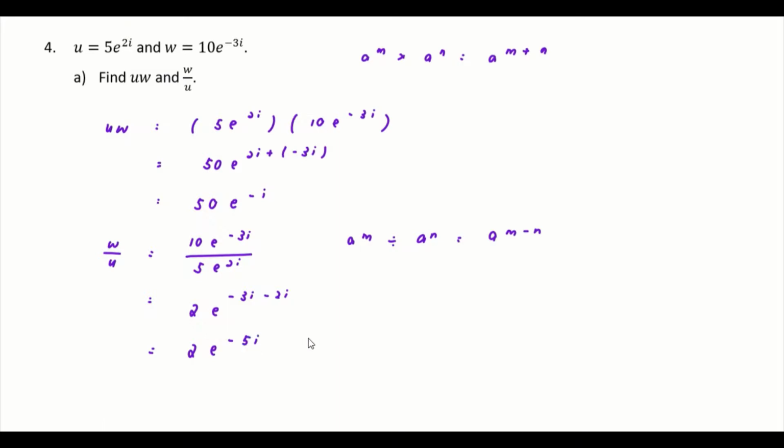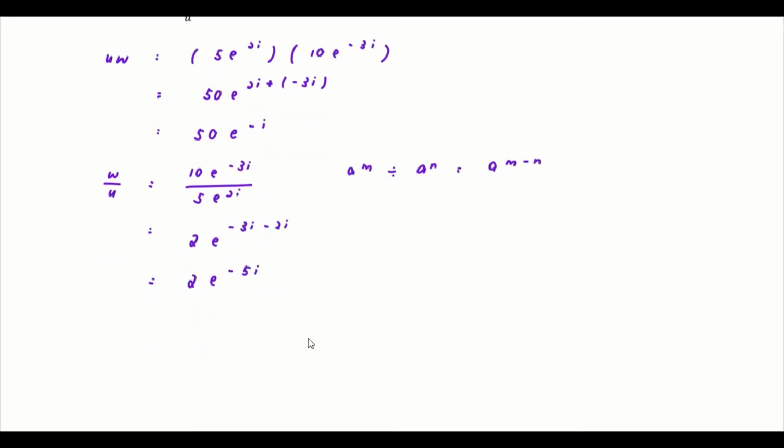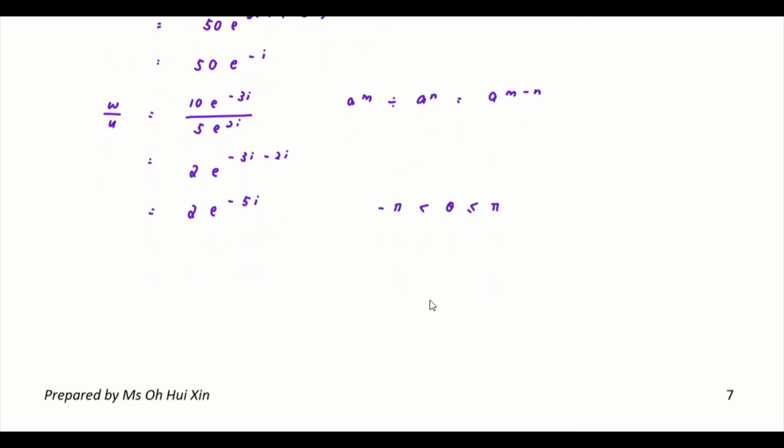Okay, but you have a problem here. You remember just now, our theta, our argument, should always be in the interval from negative pi until pi only. So negative pi is like negative 3.142 and so on. Negative 5 is obviously out of this range already. So how are we going to do that? We need to find out the principal value represented by the negative 5 here. The negative 5 is less than negative pi.